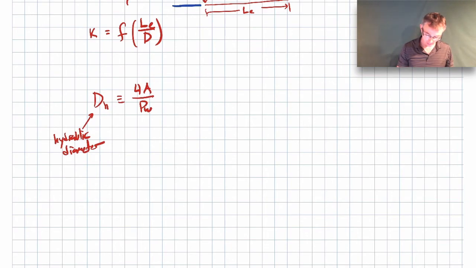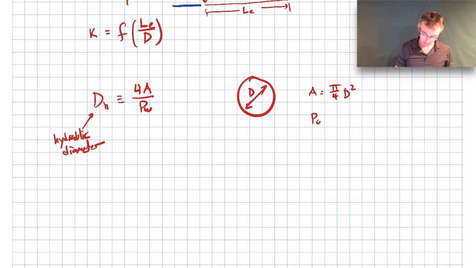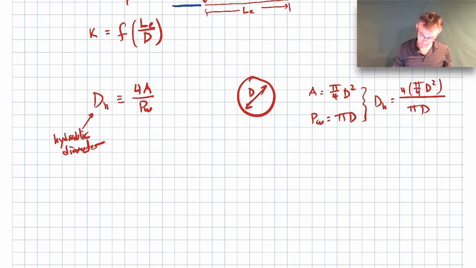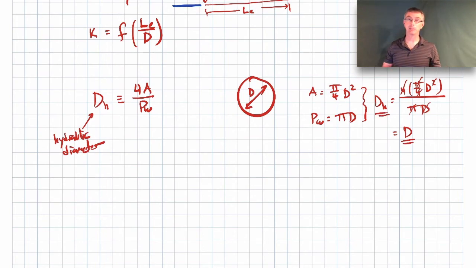So if you're dealing with a circular cross-section duct with the diameter d, then the area would be pi over 4 d squared. The wetted perimeter would just be the circumference, which would be pi times d. And so the hydraulic diameter would be 4 times the area divided by the wetted perimeter. You'll see that the 4's cancel out, the pi's cancel out, and one of the d's cancel out, and you're left with just the diameter. So the hydraulic diameter just simplifies back down to the regular diameter.